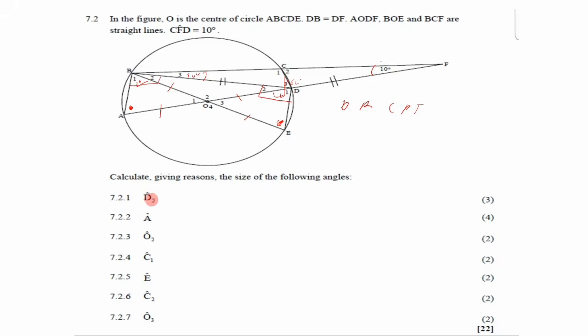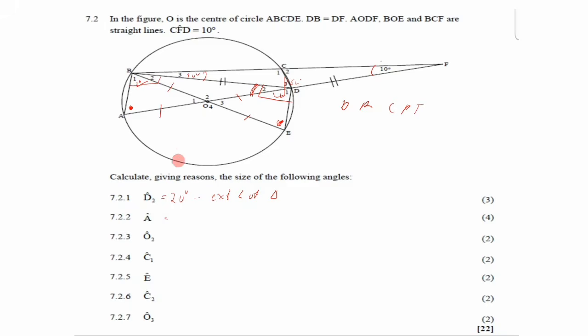Here it says calculate D2. So if we look at D2 here, and check the relationship of D2 and this triangle, you can see that D2 is an exterior angle of this triangle, right? We know that an exterior angle of a triangle is equal to the two opposite interior angles. So D2 is equal to 10 plus 10, which is 20 degrees. And the reason is exterior angle of triangle.